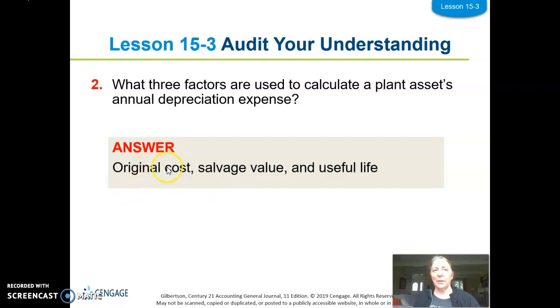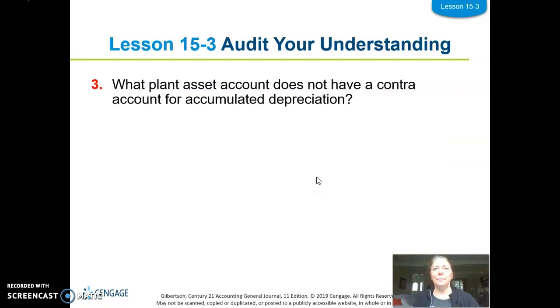Original cost is a factual number to get it into use. Salvage value is an estimate of how much it'll be worth at disposal. Useful life is how long we think we can use the asset.